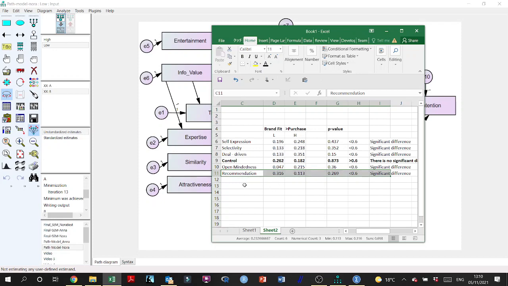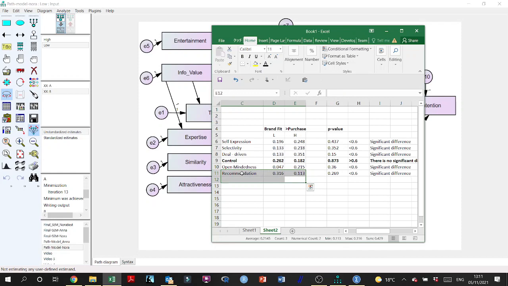Actually it's the other way around. If you are recommendation driven, this means that you are taking the advice of your influencer. Sorry, I misinterpreted. So if you are very high on recommendation, how come the brand fit means less? This is quite interesting to explain. If you are very high on recommendation, seems like the effect of the brand fit on purchase is not a big deal.